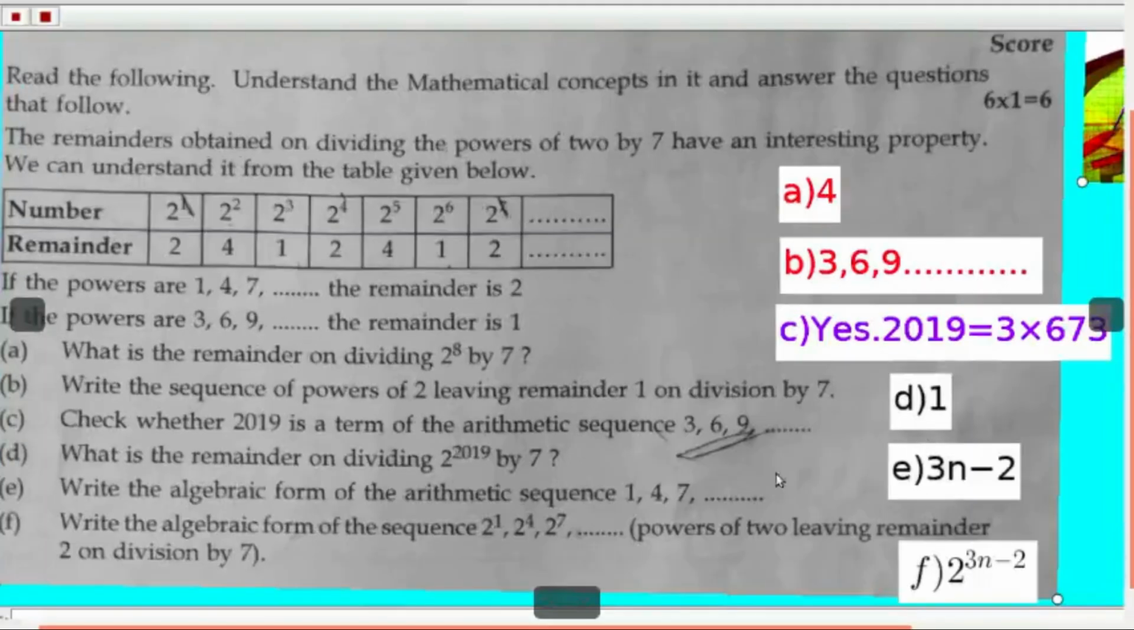Next, write the algebraic form of the arithmetic sequence 1, 4, 7. You can write that as 3n minus 2. Write the algebraic form of the sequence 2 raised to 1, 2 raised to 4, 2 raised to 7. That is 2 raised to 3n minus 2. Okay, thanks.